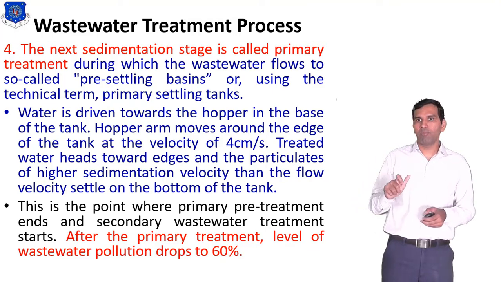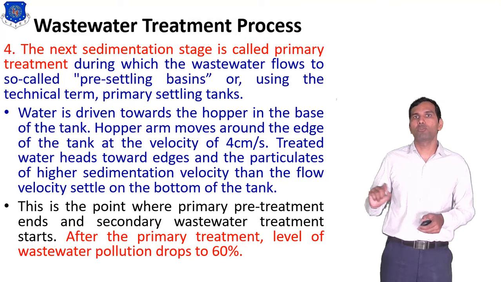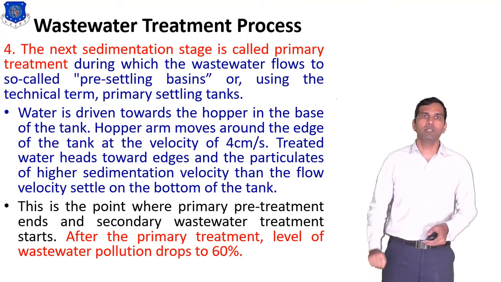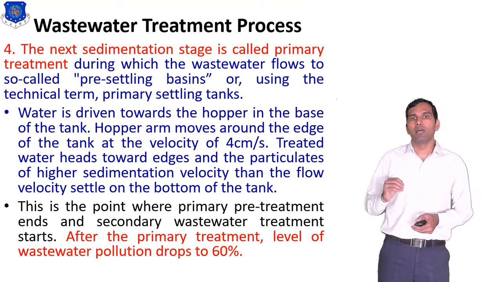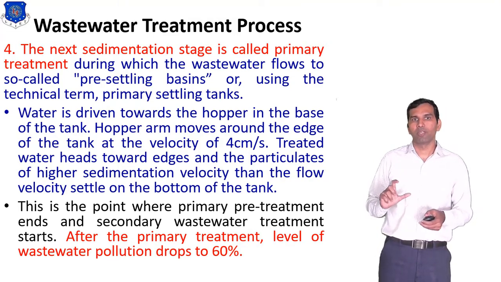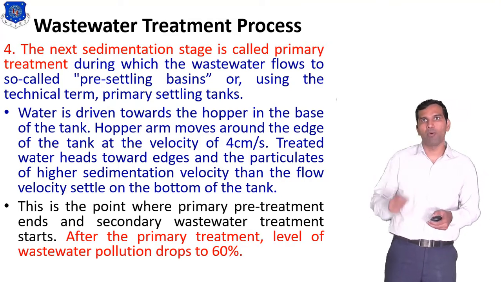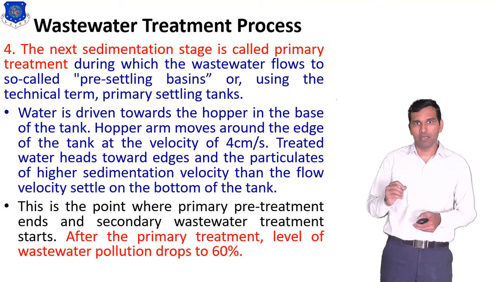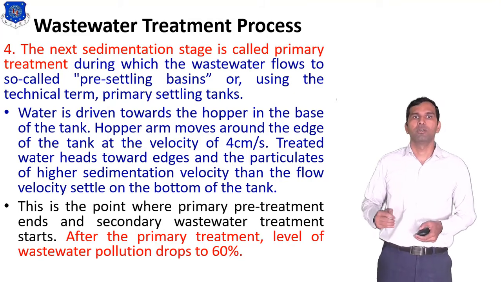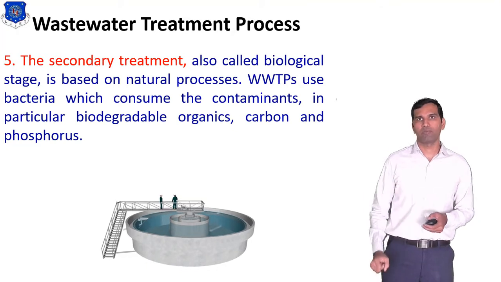After the primary treatment, the level of wastewater pollution drops up to 60%. That means when step 4 is complete, the pollution inside the water can drop up to 60%. Now we start the secondary treatment. So the next stage is step number 5.